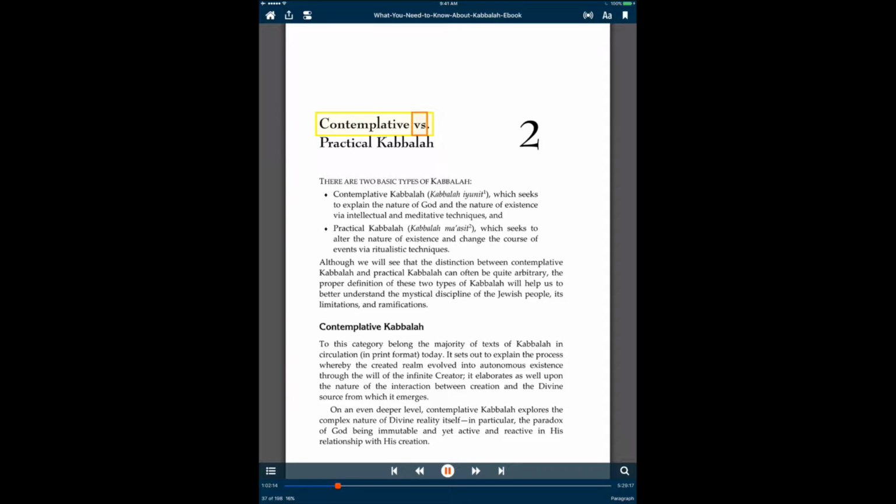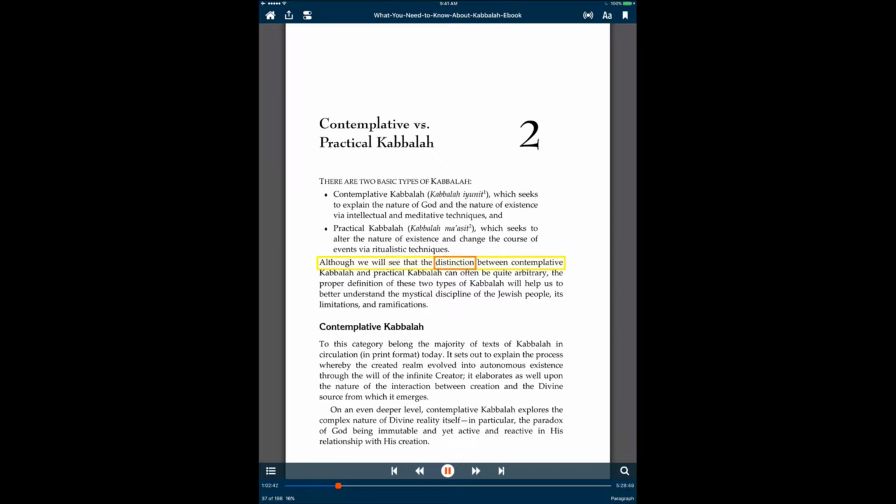Contemplative versus Practical Kabbalah. There are two basic types of Kabbalah: Contemplative Kabbalah, Kabbalah Iyunit, which seeks to explain the nature of God and the nature of existence via intellectual and meditative techniques, and Practical Kabbalah, Kabbalah Ma'aseit, which seeks to alter the nature of existence and change the course of events via ritualistic techniques.